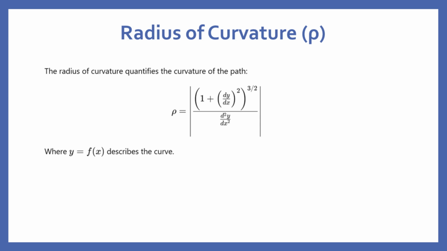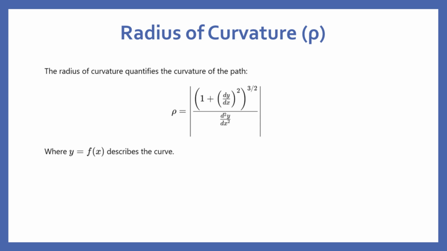Let's dive into the concept of the radius of curvature. This quantity measures how sharply a curve bends at a particular point. Mathematically, it's expressed as the absolute value of a fraction. The numerator is the expression (1 plus (dy/dx) squared) to the power of 3/2. The denominator is the expression d squared y divided by dx squared.